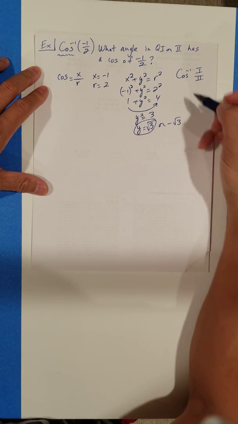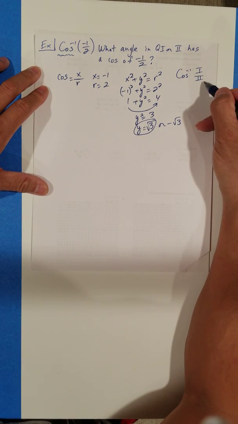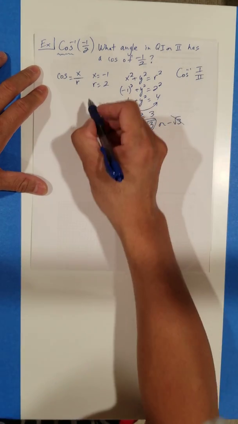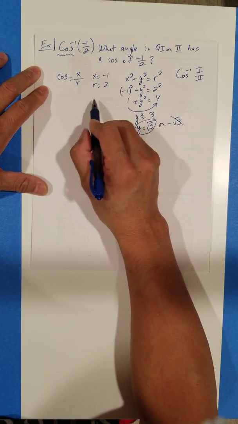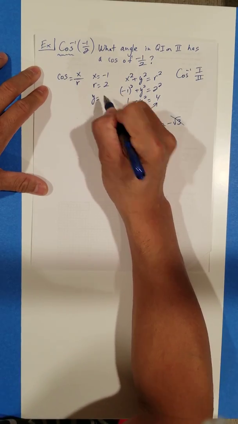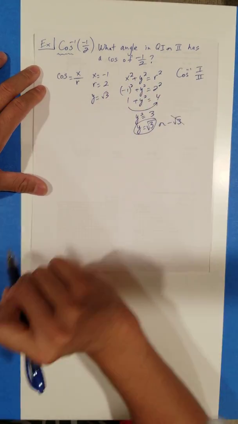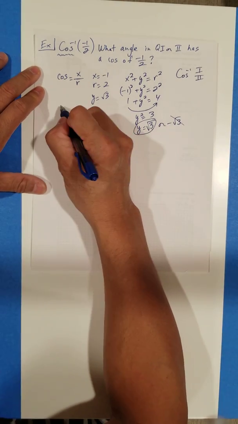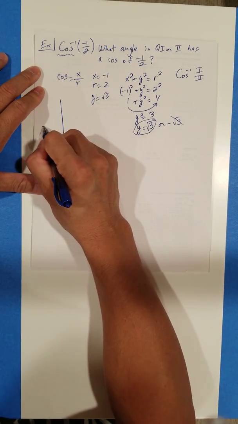In quadrant 1, y is not negative. In quadrant 2, y is not negative. So we throw this one away. So now we have our 3 values. X equals -1, r equals 2, and y we found was radical 3. Okay, so now we're going to draw that out.